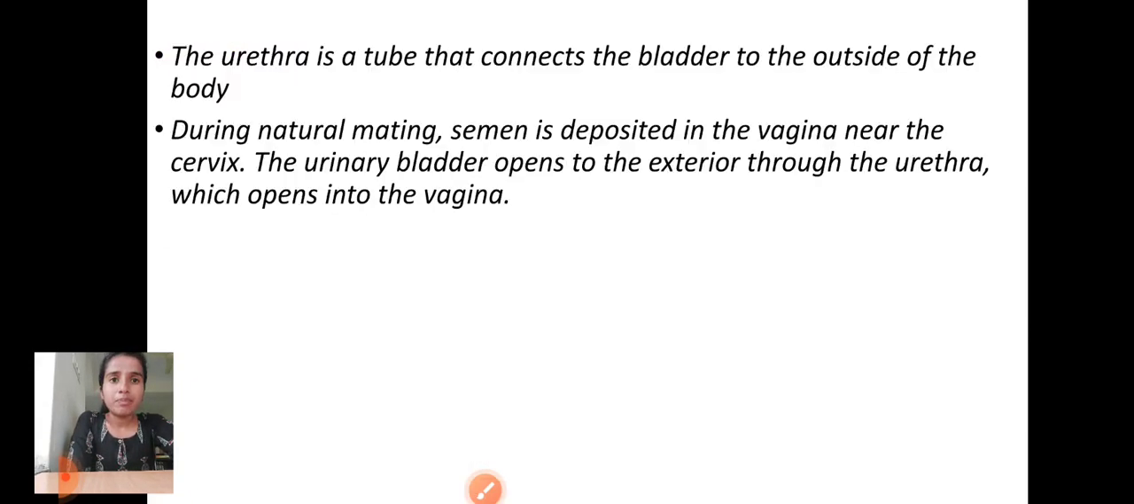Coming to the urethra. The urethra is a tube that connects the bladder to the outside of the body. During natural mating, semen is deposited in the vagina near the cervix. The urinary bladder opens to the exterior through the urethra, which opens into the vagina.